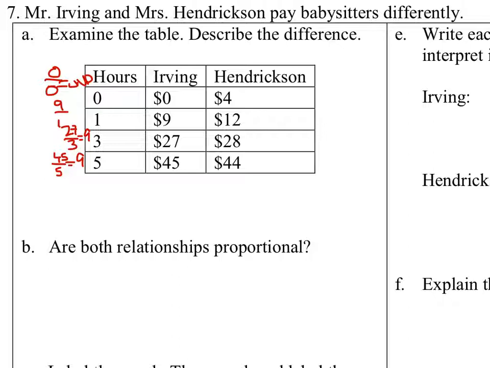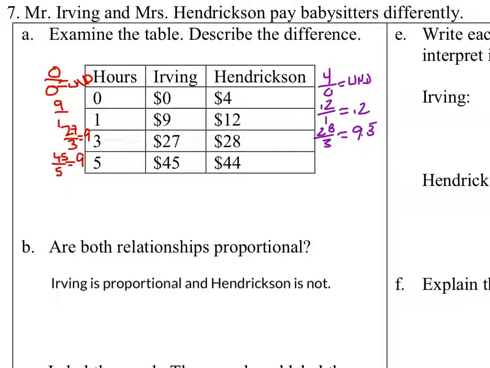So right now we can see that Irving is proportional. But what about old Hendrickson? Let's find out. Hendrickson will pay $4 for 0 hours. That's undefined. That's okay. But what about $12 for 1 hour? That's going to simplify to 12. And $28 for 3 hours, which is 9.3 repeating. So since we have those two values which are not equivalent, automatically we could say that Hendrickson is not proportional. So yes, Irving is proportional, Hendrickson is not.